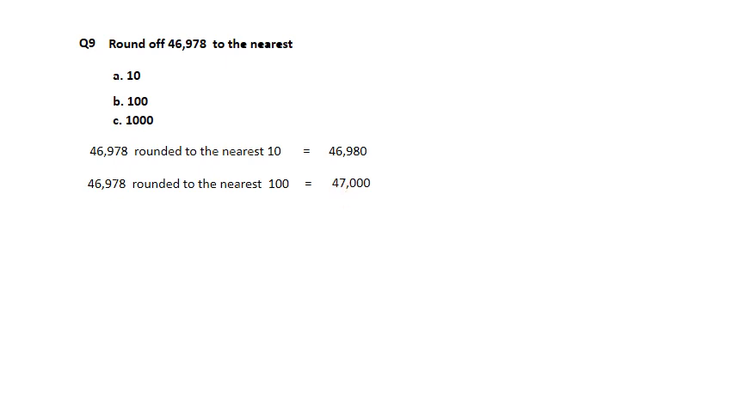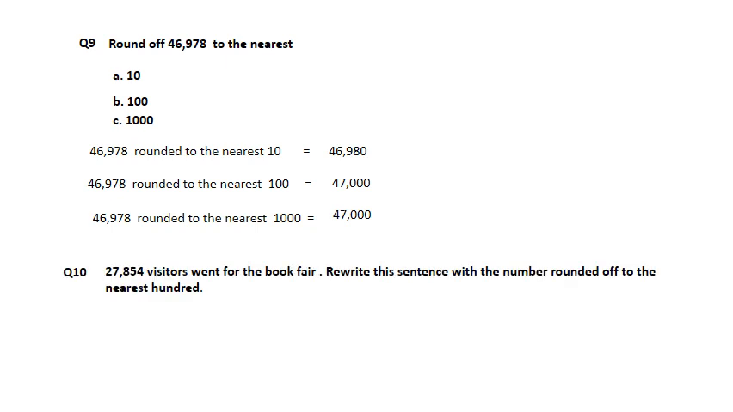The next one is we want to round the same number to the nearest 1000. So we are going to look at the thousands place. As this is the thousands place, we are going to look at the hundreds place. The hundreds place is also more than 5. So this thousands place will increase by 1. So this 6 will become 7, and the hundreds, tens and ones will become 0. So your answer is 47,000. Next one, question number 10.